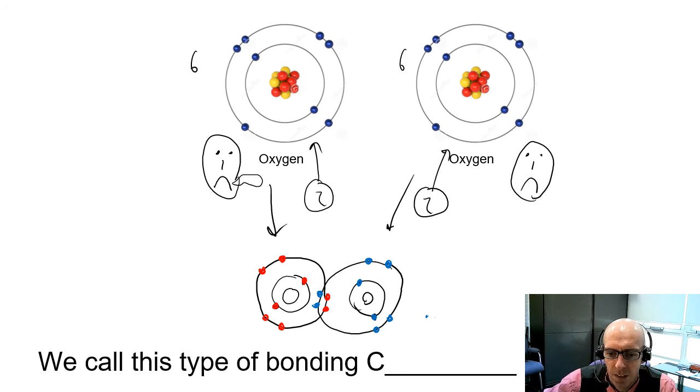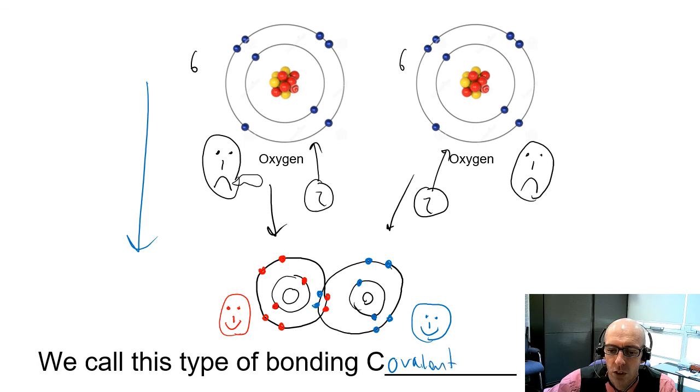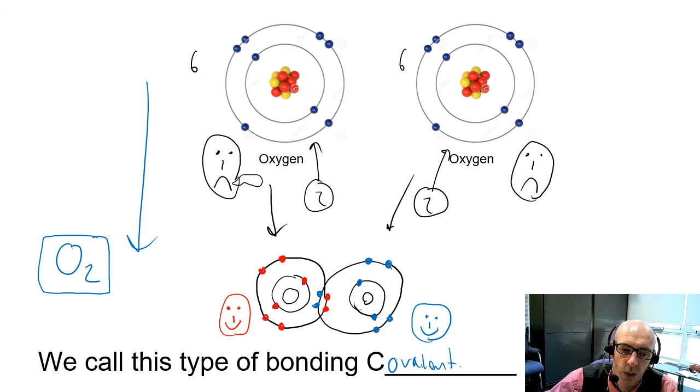Would you look at that? This one over here is now saying, whoopee, I've got a full outer shell. Whoopee, I've got a full outer shell too. See, we've made some lovely atoms happy. This, again, is called a covalent bond. They are sharing those electrons in the outside shell. Haven't you ever wondered why oxygen is always drawn as O2? And there's even a phone company called O2. Oxygens always go round in these pairs, O2.